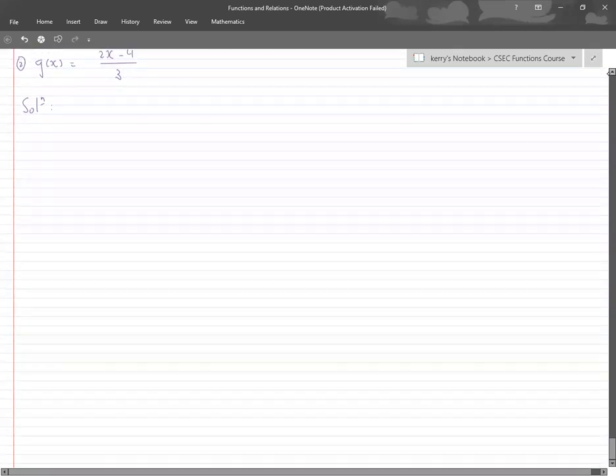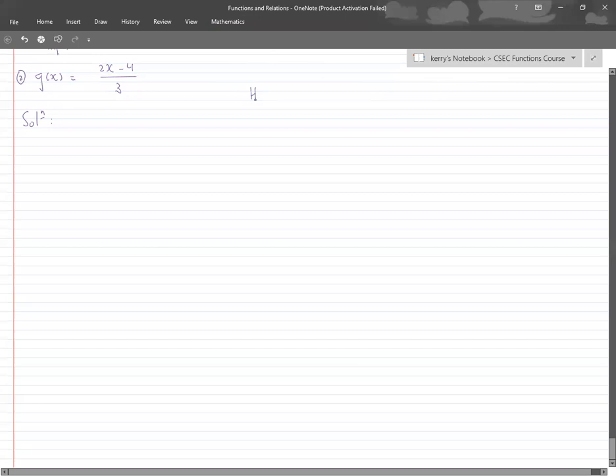Which is how to find the inverse of a function. Now, your first step really is to write the function. Then the next step is you let y be equal to f of x, or whatever other name of the function is. If it's g of x, then y is equal to g of x.